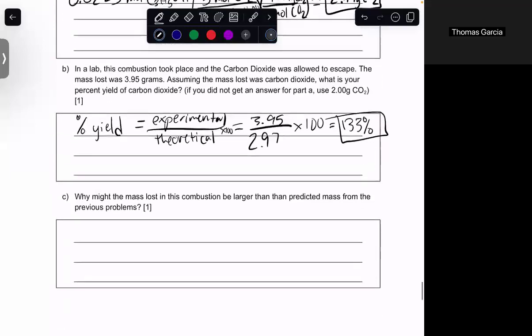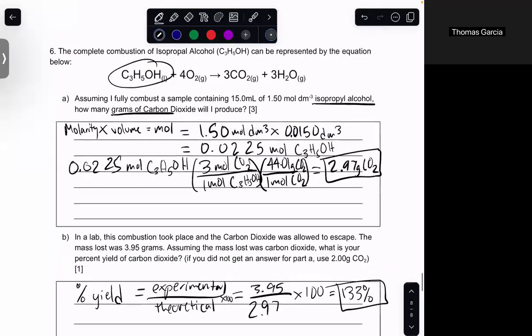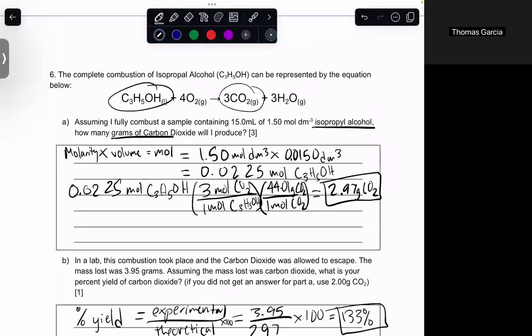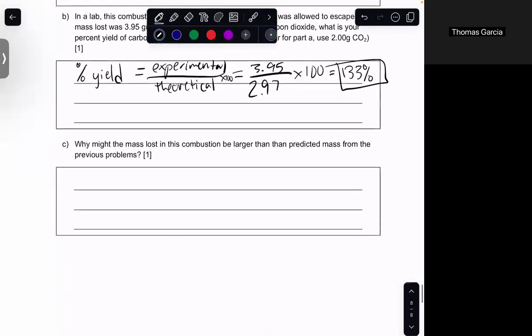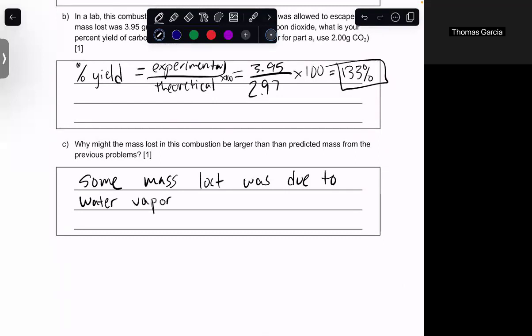Oh my goodness, we made way more CO2 than we expected. But for C, why might the mass loss in this combustion be larger than the predicted mass from the previous problem? Well, when we look at this, we do produce CO2 as a gas, but we also produce water, which means that the mass that we got may not necessarily all be CO2. Some of the mass loss was water. So we can say some mass lost was due to water vapor, not CO2 only.